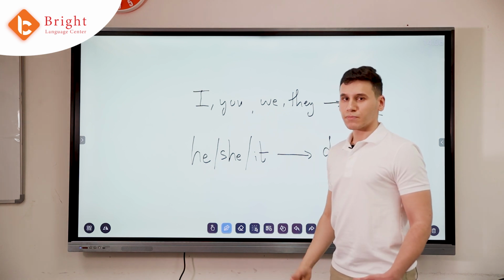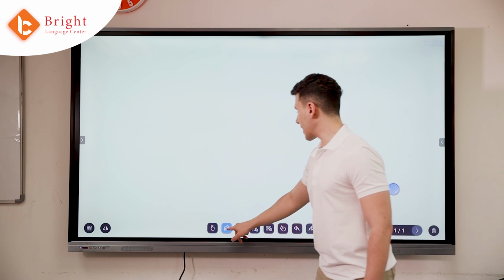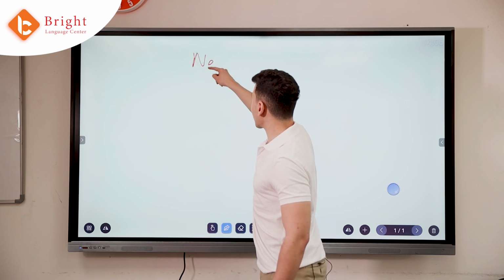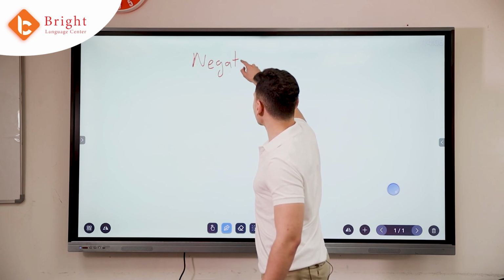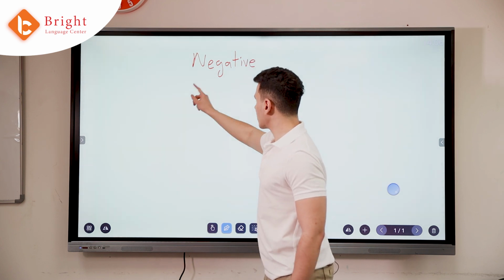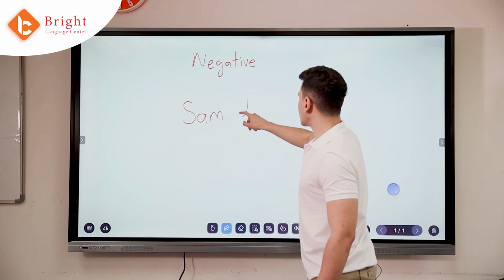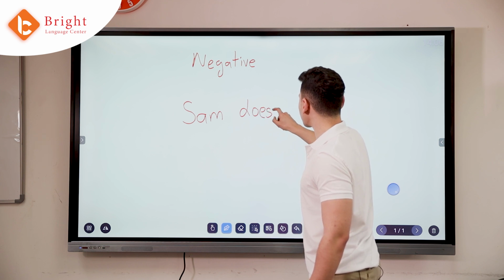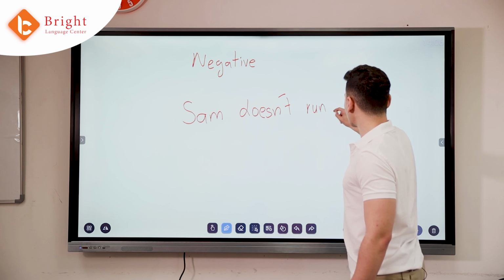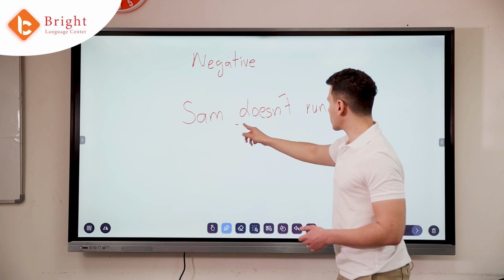So, it's easy to talk, but let's try. In this case, I want to make a negative sentence, right? We call them negative statements or negative sentences. So again, let's think of the name of a man. Let's call him Sam. So Sam doesn't run. A very simple sentence. Sam doesn't run.